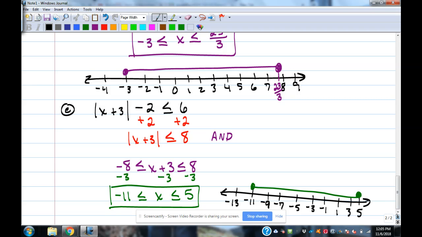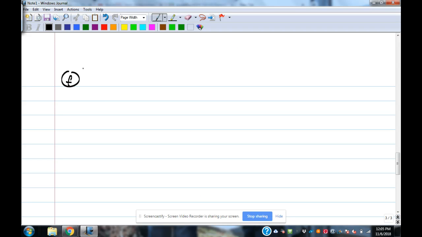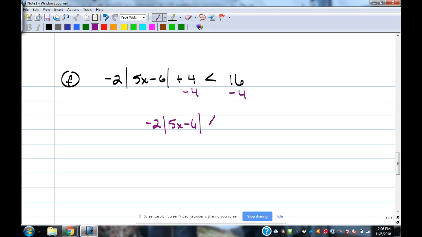All right, let's look at another one, maybe a little bit more complicated one. Negative 2, absolute value of 5x minus 6, plus 4 is less than 16. Minus the 4. Yeah, the 4 is not attached directly to the absolute value part, so we'll move that first. So subtracting 4 gets us negative 2, absolute value of 5x minus 6 is less than 12, right?